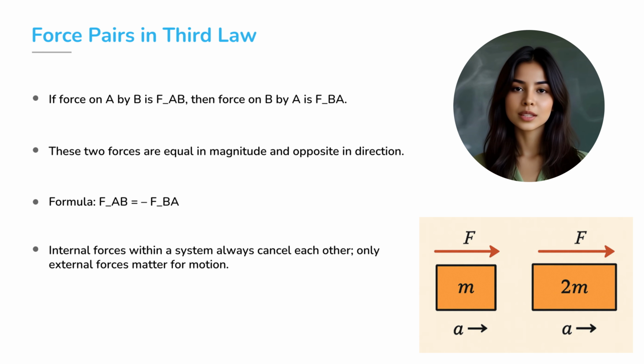Internal forces within a system always cancel, but the external force is what produces motion. That's why rockets move forward even in the vacuum of space. They push gases backward, and gases push them forward.